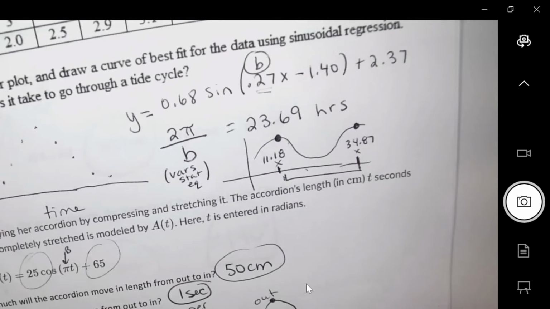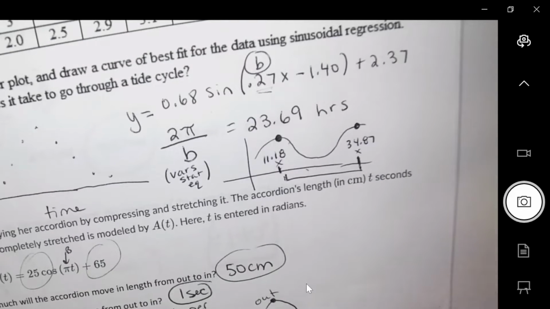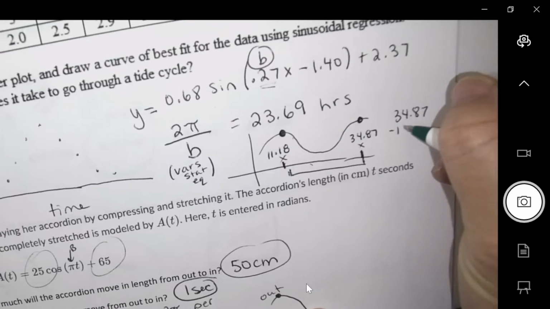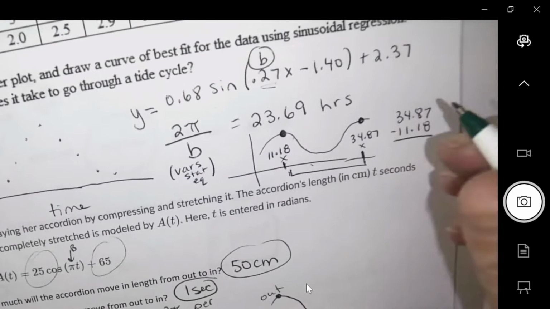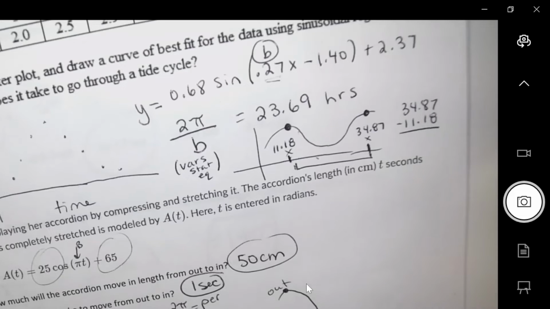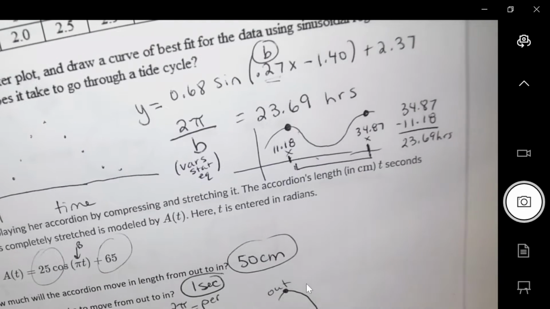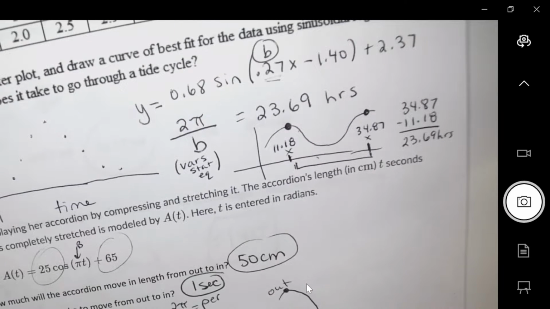Is everyone finding some x values that are attached to those max? Does it match if I subtract them? It does, exactly. I like that. I didn't even know I could do that.